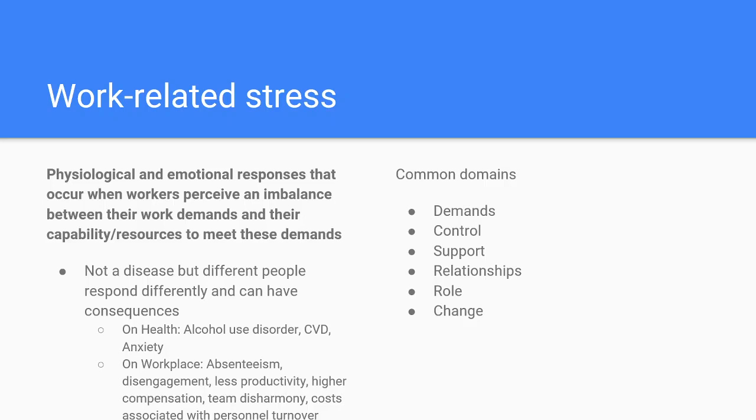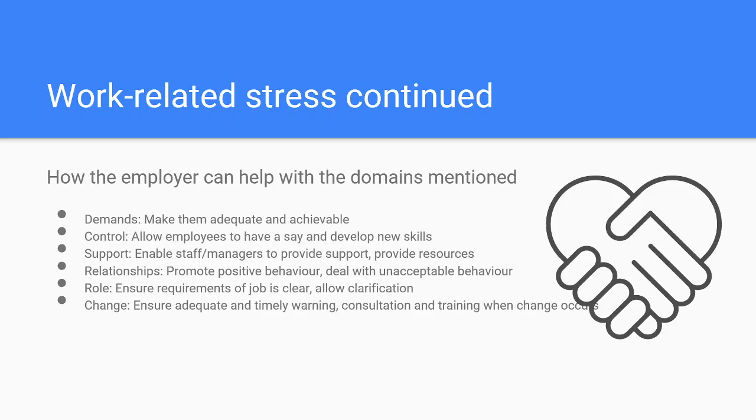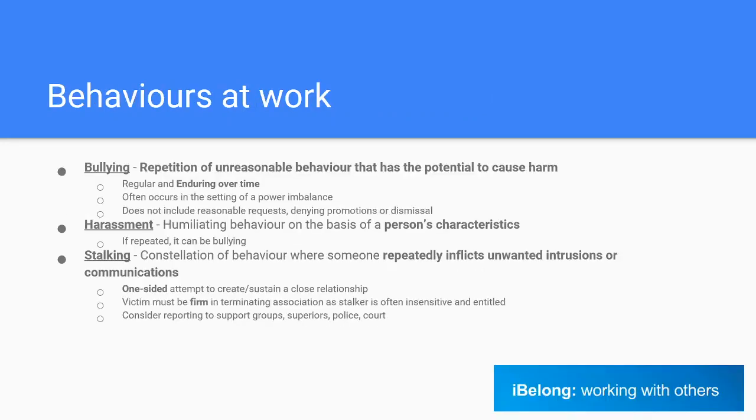The other thing in the workplace is people might not want to go in, the team don't want to talk to each other, they're less productive, and then, of course, if they need to take time off, the employers need to pay compensation. So the main domains are demands of the role, the control, the support, relationships, the role itself, and the change and how that's supported. These are some things that employers can do to address these domains, and they're mostly common sense, and you can read through them in your own time.